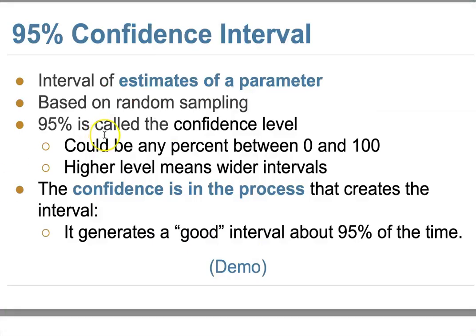So we're using the 95% confidence interval. This interval is the estimate of a parameter from the population, and of course it's based on a random sample. The 95% we call the confidence level. You can have your confidence level anywhere from 0 to 100. Of course, a higher level of confidence will have a wider confidence interval. The confidence is in the process that creates the interval. It generates a good interval about 95% of the time.